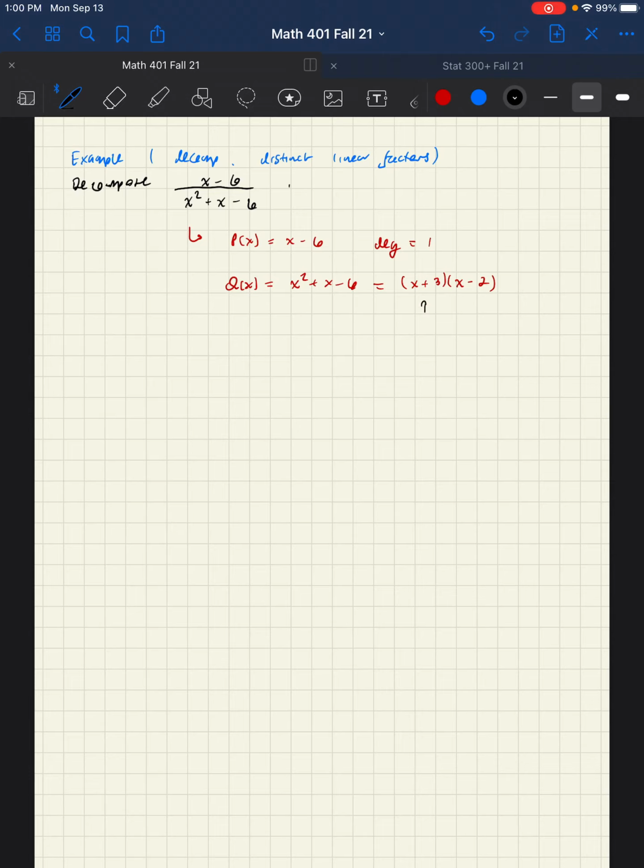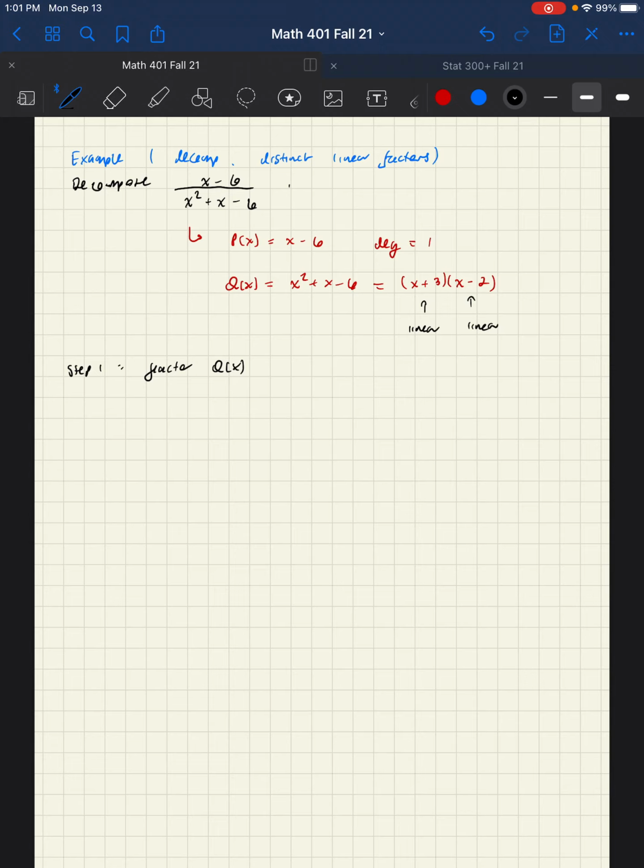but we do get two linear factors. So we have x plus 3, linear, and x minus 2, linear. And they're not repeated. They each appear only once in the factorization. Okay, so that's the first step. We're going to factor q of x. So step 1, factor q of x. And we already did that, so we're done.